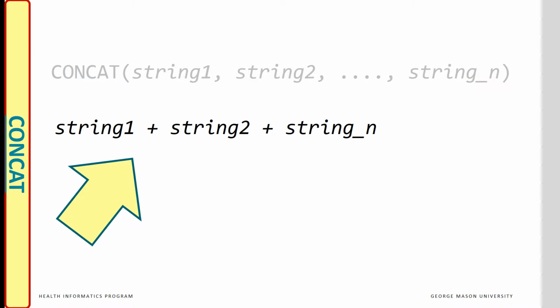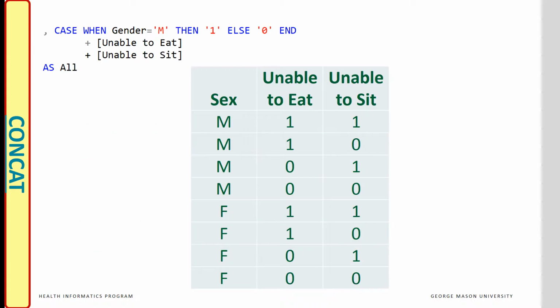Note that all fields must be text. Numbers must be converted to text before using the plus sign. Otherwise, it would just add the numbers. Here is an example. In this code, we want to attach three fields together. Each field is a binary text variable containing either 1 or 0. It's not a number one, it's a text one.